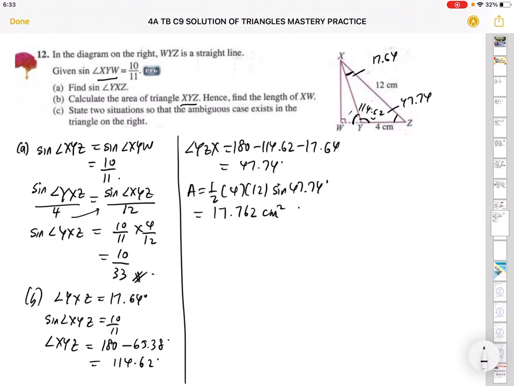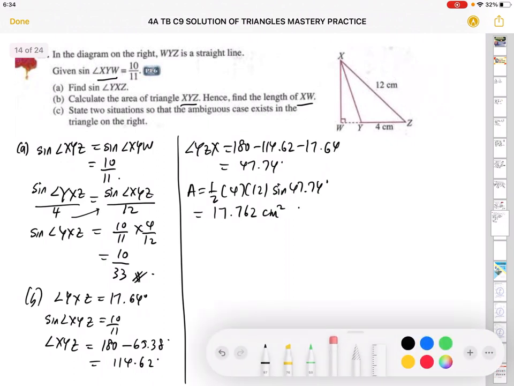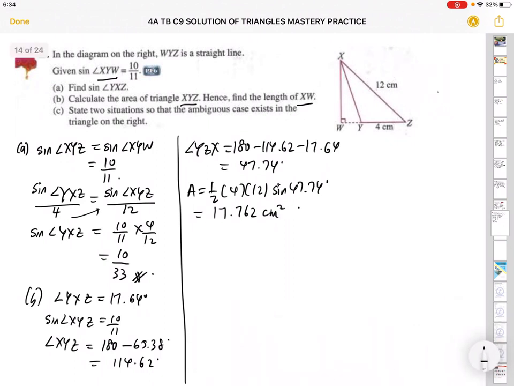XW is the height. Now we know there are two ways to find the area of a triangle. One is by using half ab sine C. The other is Heron's formula. The third way needs the height. Your base is 4 cm, your height is XW. The result is 17.762, which is the same as by using half ab sine C.